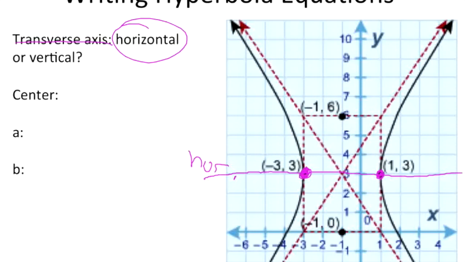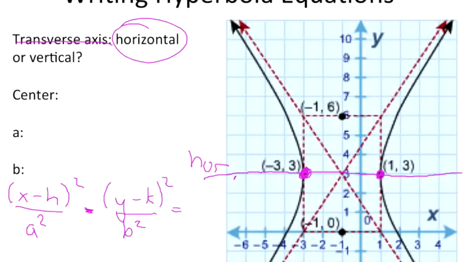Okay, can we add that to our notes real fast? Remember, your transverse axis will go through both of your vertices, and in this case it makes a horizontal line. So let's write down our formula for a horizontal hyperbola: x minus h squared over a squared minus y minus k squared over b squared equals 1.